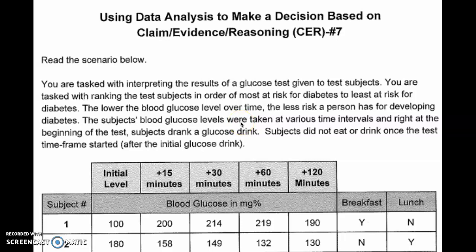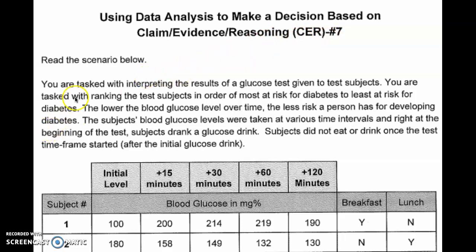Now before I get to the CER, we're familiar with writing those. I need to figure out what am I working with. Whenever I write a claim, I need to be answering a question. This one can be a little tricky because there is not a clear question mark that we're answering, so I have to read this prompt really closely to know what my claim will be. All right, so using data analysis to make a decision based on a claim, evidence, reasoning. All right, let's do it.